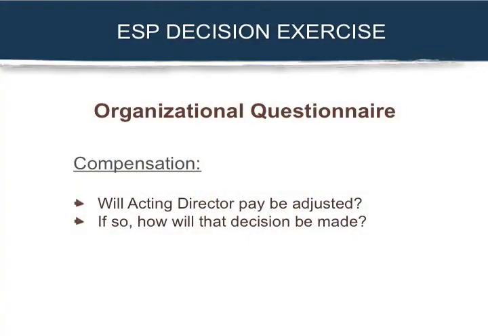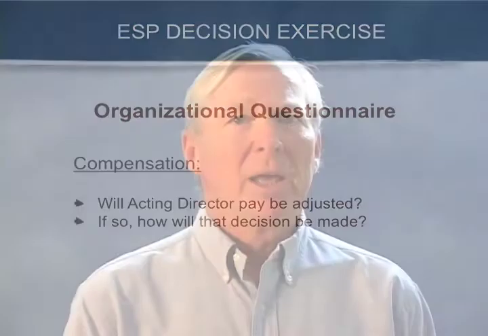Let's consider a compensation adjustment. Will the acting executive director's pay be adjusted? This should take into account new or expanded activities required of an acting ED, as well as the current salary difference between the existing ED and the staff member replacing them. If so, how will that decision be made and by whom? The board president, an executive committee, or the whole board?